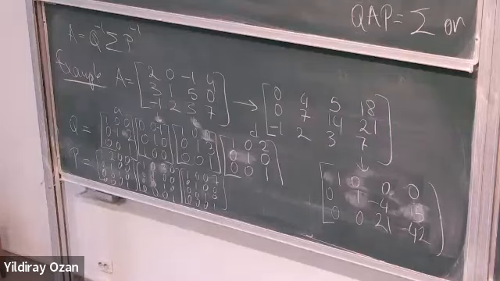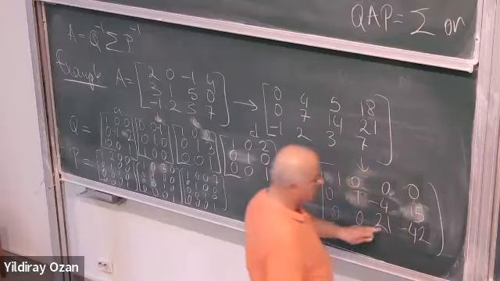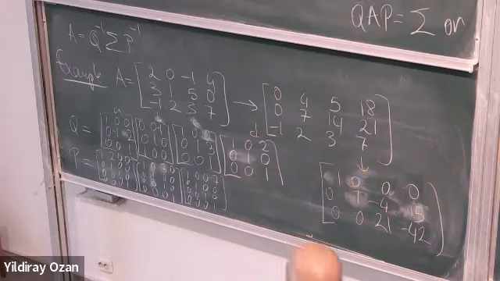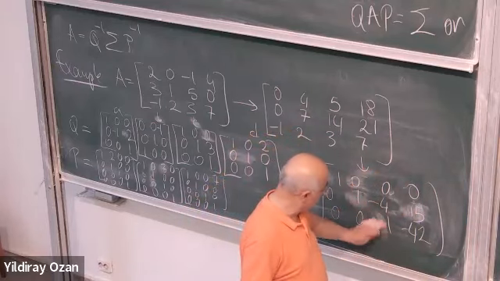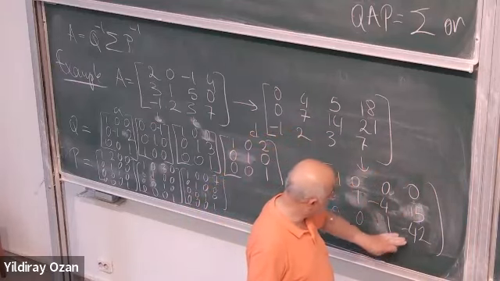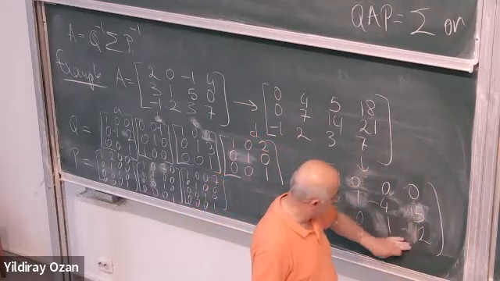If we do this, sorry, why did I divide by 2? I divided by 21. I divide the third row by 21, so we get 1 here and minus 2 here, right?